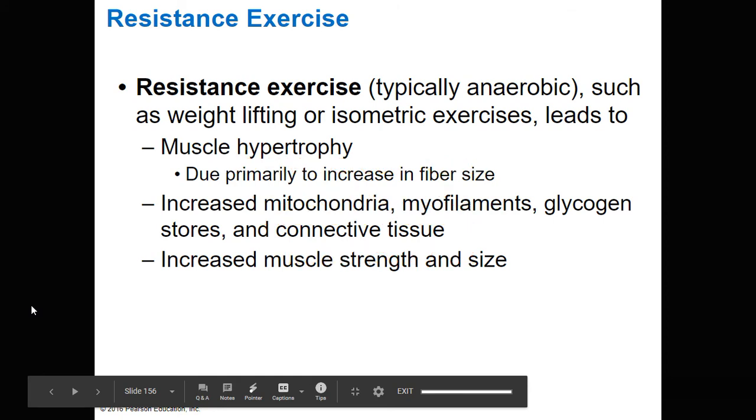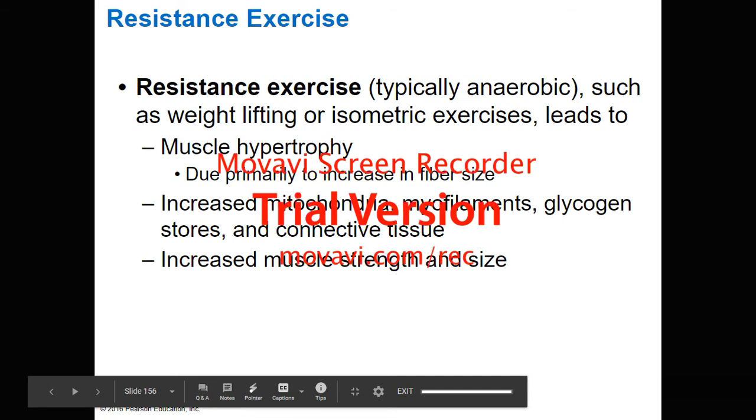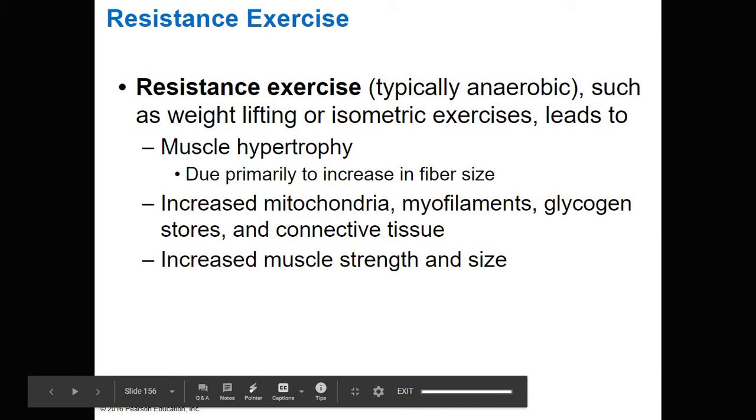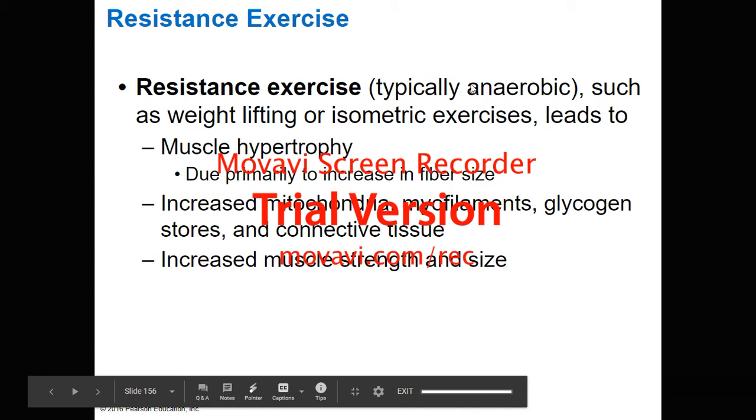All right, so resistance exercises, typically anaerobic, such as lifting weights or isometric exercise, lead to muscle hypertrophy. That's due primarily to an increase in fiber size, increased mitochondria, myofilaments, glycogen stores, and connective tissue, with increased muscle strength and size. So those are your resistance exercises, and again, they're typically anaerobic.